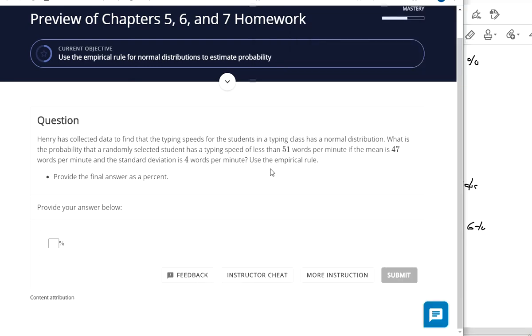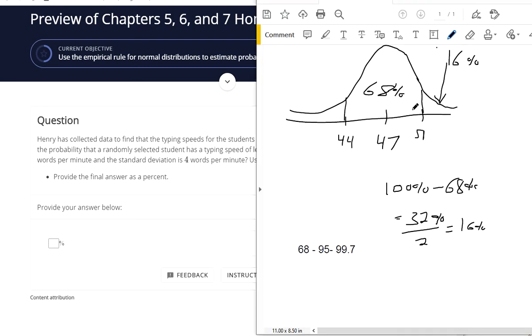We were asked for the probability of being less than 51. So we were asked for all of this. Oops, not over there. So if the whole thing adds up to 100%, and if this little tail is 16%, then 100% minus 16% gives us that black area. So 84%.